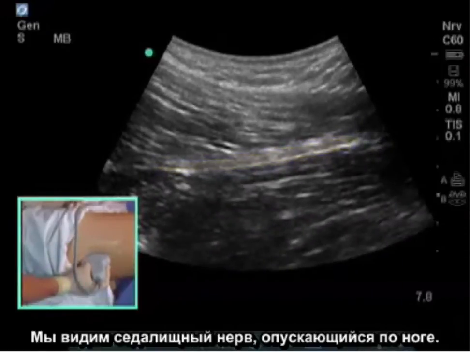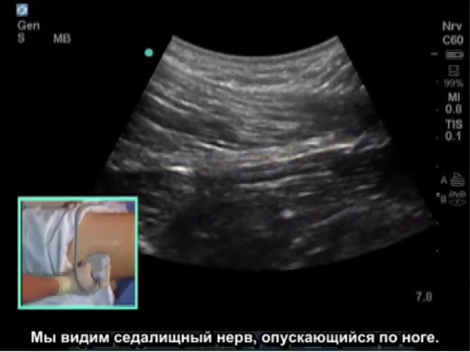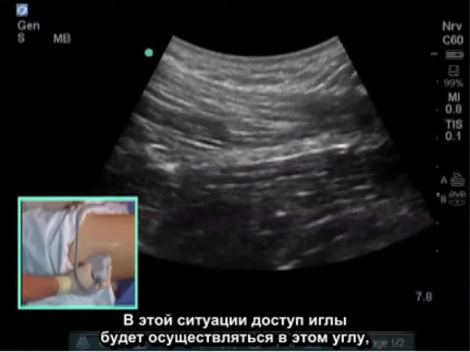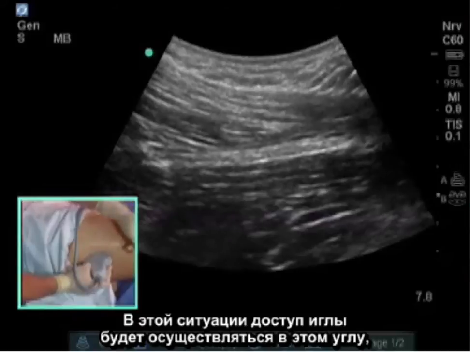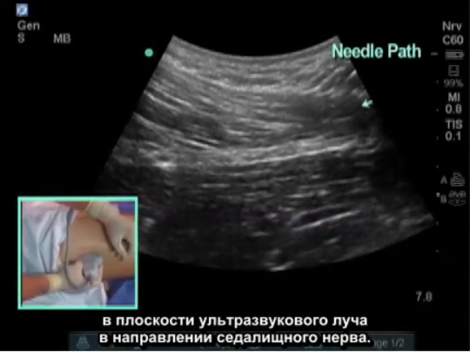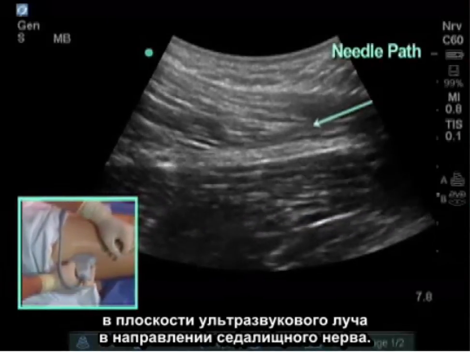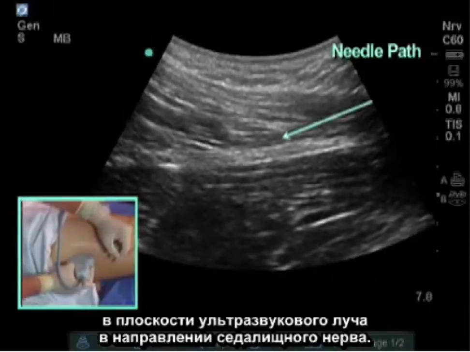So now we see the sciatic nerve going down the leg. The needle approach in this orientation would be in this angle in plane of the ultrasound beam down to the sciatic nerve.